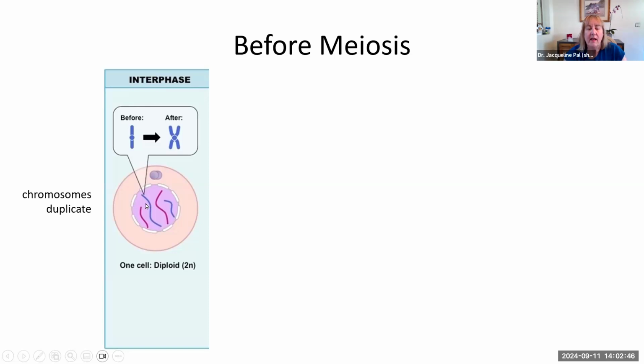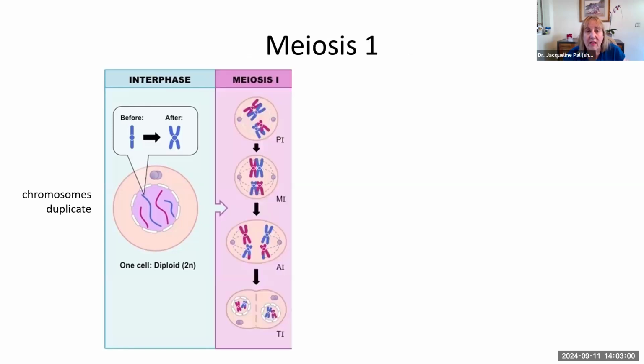All right. Now, because we are a sex cell, we are going to have meiosis instead of mitosis. We need to make gametes. All right. So we're going to enter meiosis.